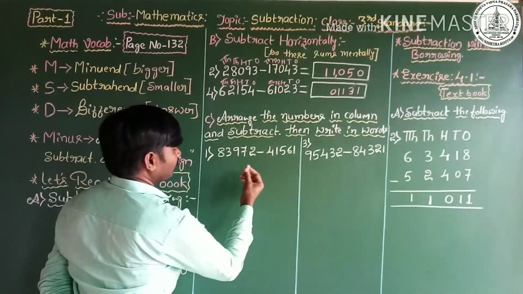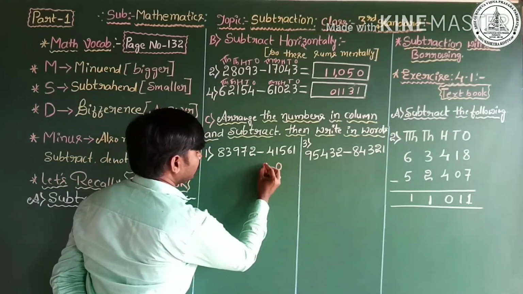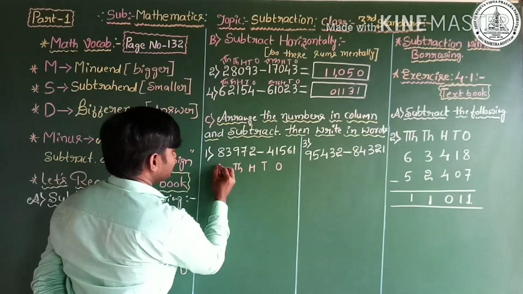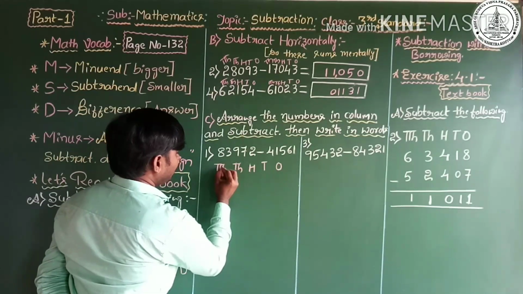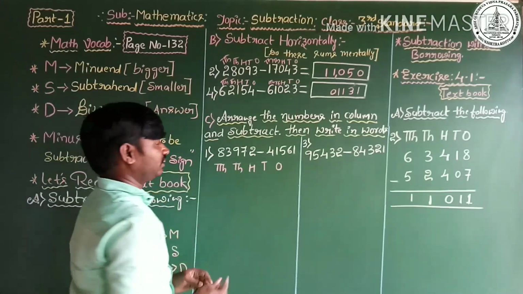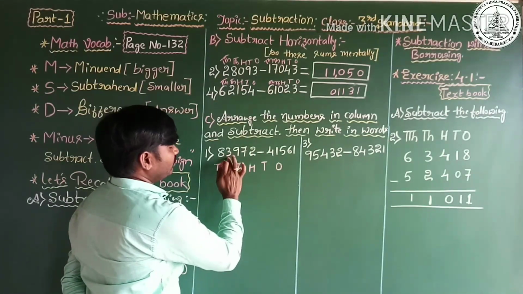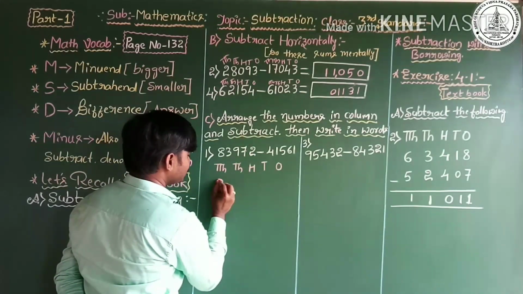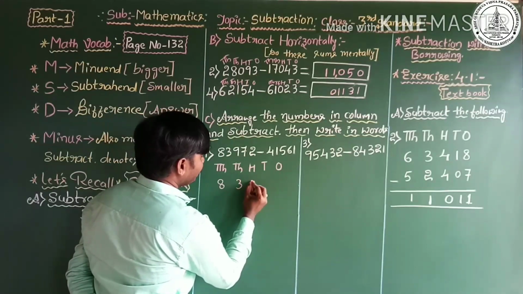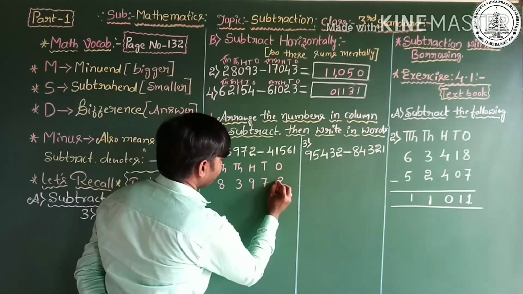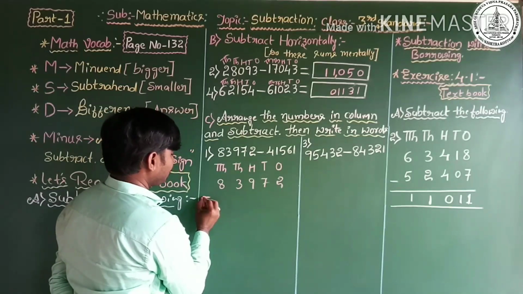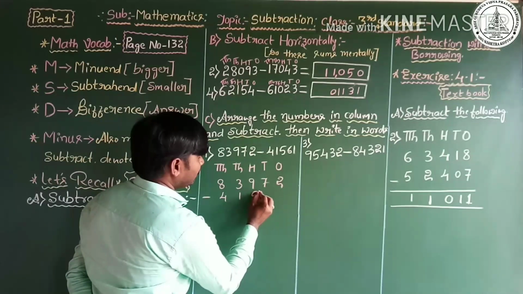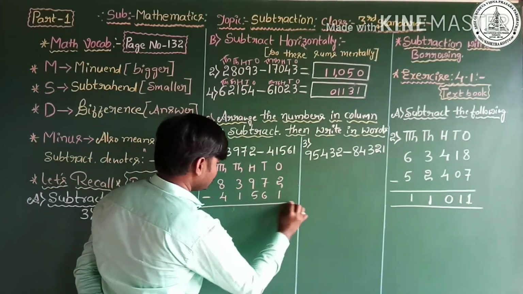Shall we start? You first write the place values: ones, tens, hundreds, the next thousands, the next 10,000s. Then put the values here. Which is greater? Yes, 83,972 is greater. You write that value first, 83,972. Subtract. This sign is very important. Subtract 41,561.